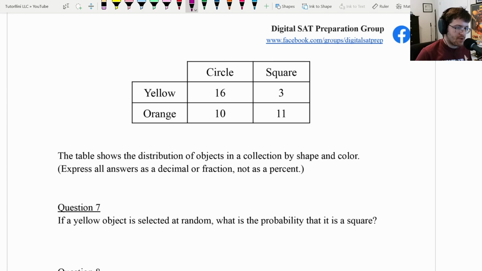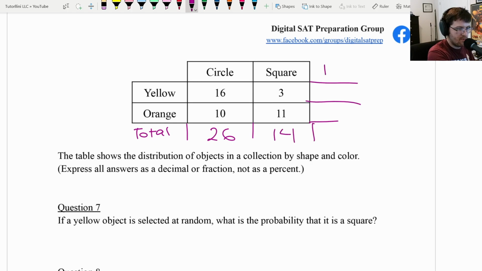Okay, question 7. First things first, when we don't see total rows and columns, you should just do that at the beginning of the problem on your scratch paper. So I'm going to add a total row here. So I believe that's 26. 3 plus 11 is 14. And then I'm going to add a total column off to the side here. So 16 plus 3 is 19. 10 plus 11 is 21. And now I can either add up all the ones in the middle, or I can add up one set of the totals. I'm getting 40 as the grand total number of objects.